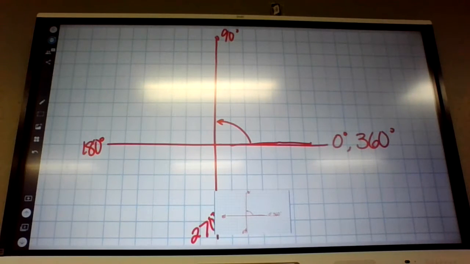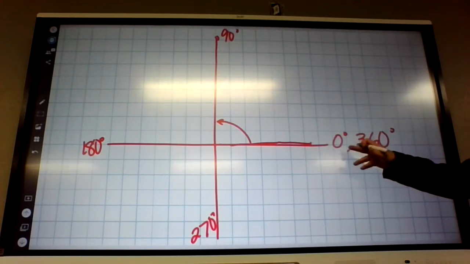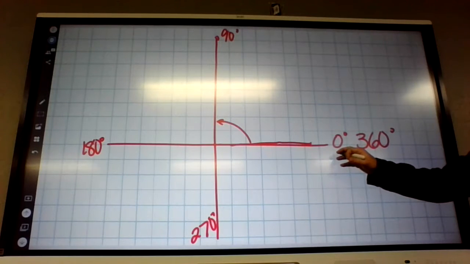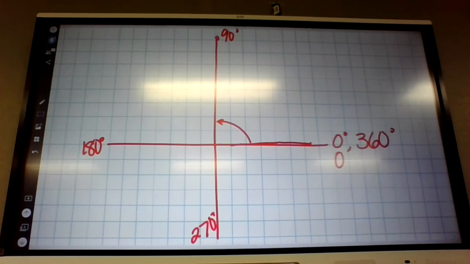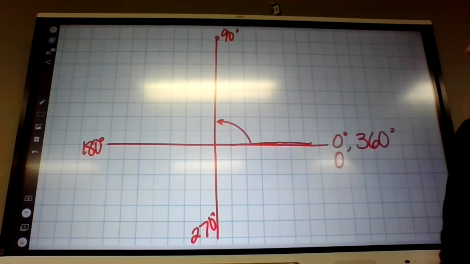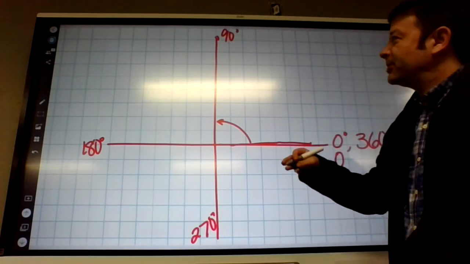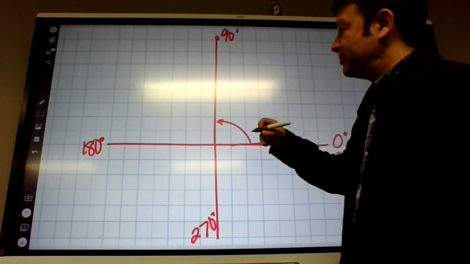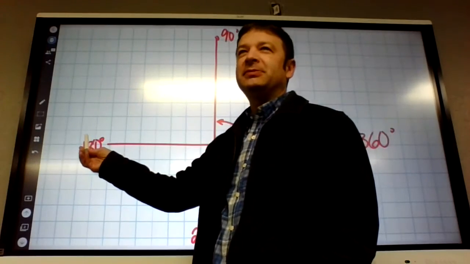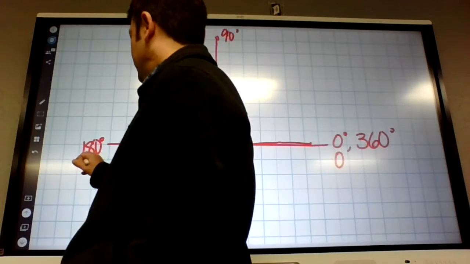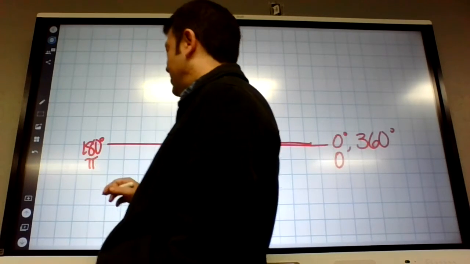So then we get to radians. 0 degrees would also be 0 radians. There's no symbol for radians, just put 0. Do you guys remember what 90 degrees would be? Maybe not. Or what 180 would be, maybe? 180 is what they call pi radians.